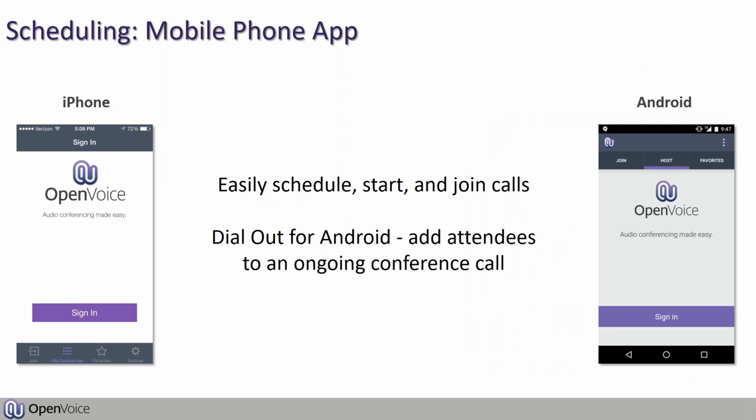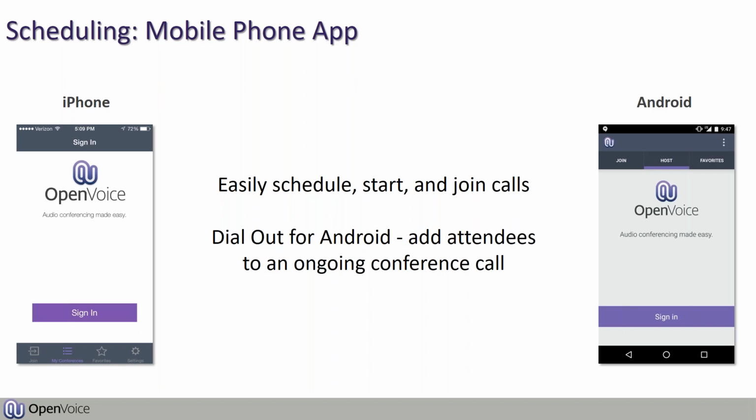Now, another way to schedule or start your conference calls is using our free OpenVoice mobile app. The mobile app is available for iOS and Android devices, and you can download it from the iTunes or the Google Play Store. Both OpenVoice organizers and participants can use the mobile app, so just be sure to recommend this for any of your participants who may frequently join your calls from their mobile device.